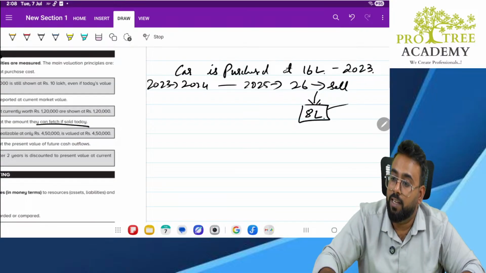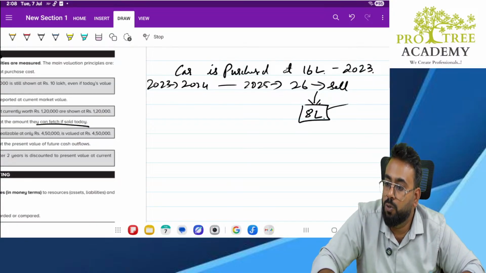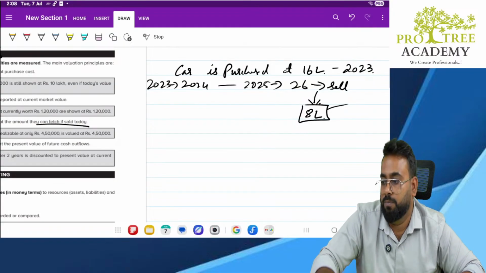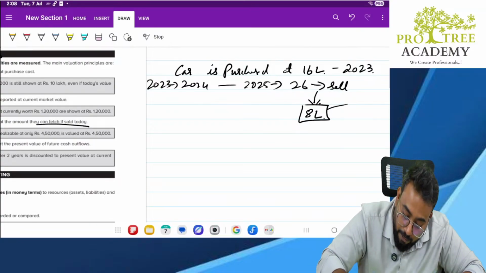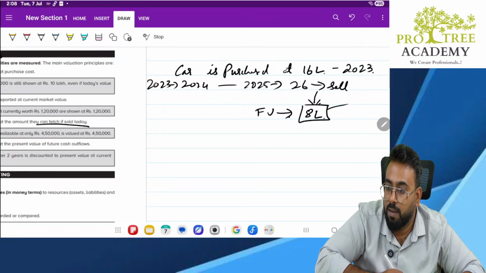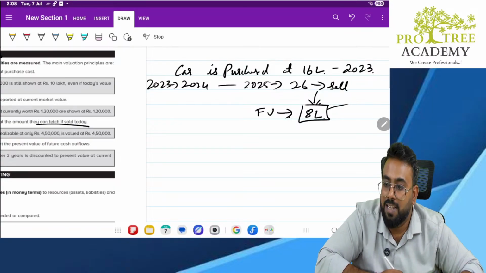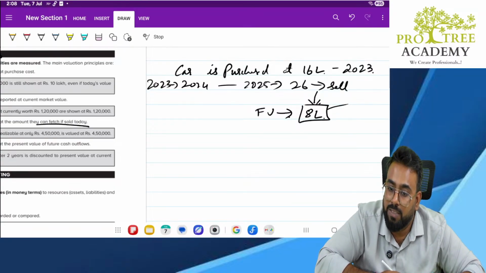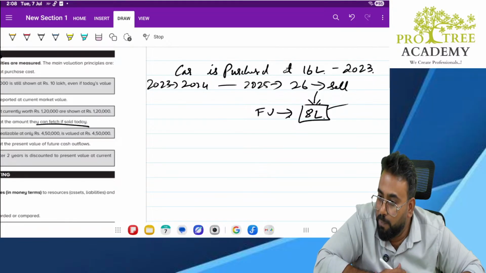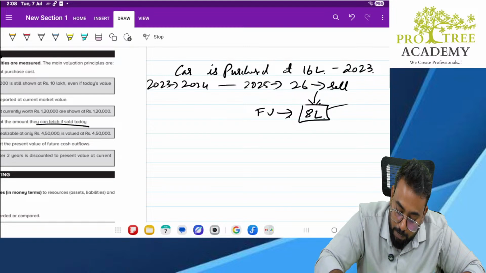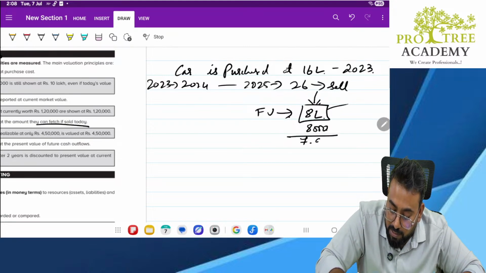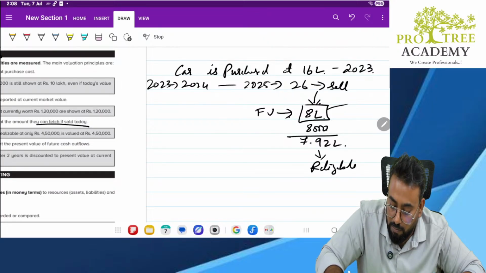Clear? Sometimes, sir, can we say that fair value is equal to realizable value if we sell? No. Sir, why is it not equal? I will tell you. Fair value is 8 lakh, but always remember when you try to sell something, there are other charges you may end up paying. Say, for example, I may pay commission to the broker who has sold the car. Say, I pay a commission of 8,000 rupees. Now, how much did I ultimately realize? This will be realizable value.